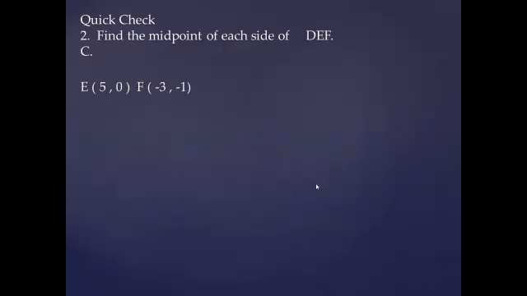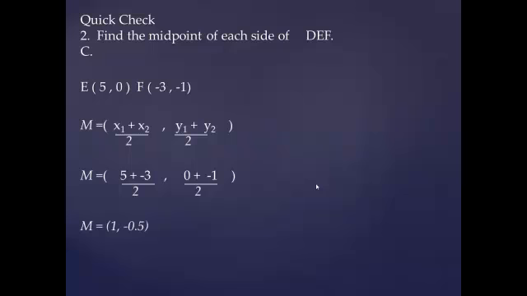Now you're ready to check it. Hopefully you filled in the formula, or you wrote the formula down. Be sure you filled it in correctly. 5 plus -3 over 2, 0 plus -1 over 2. If you did your math correct, you should have gotten 1, -0.5 for your ordered pair. Again, pause the video if there's any corrections you need to make to your problem.